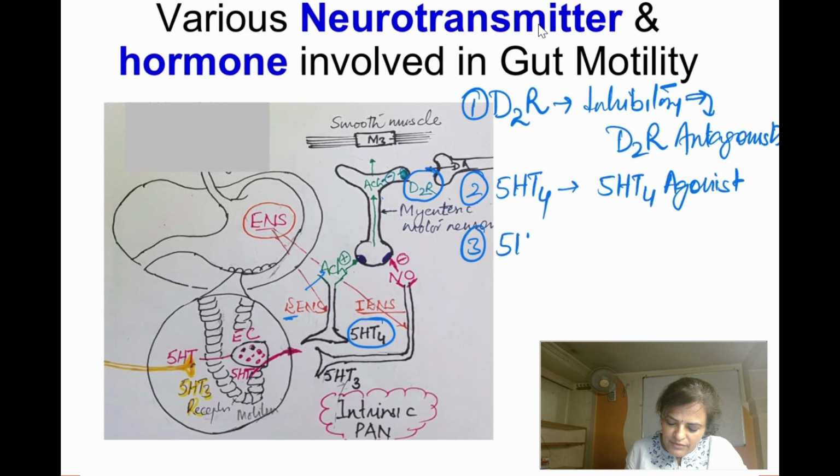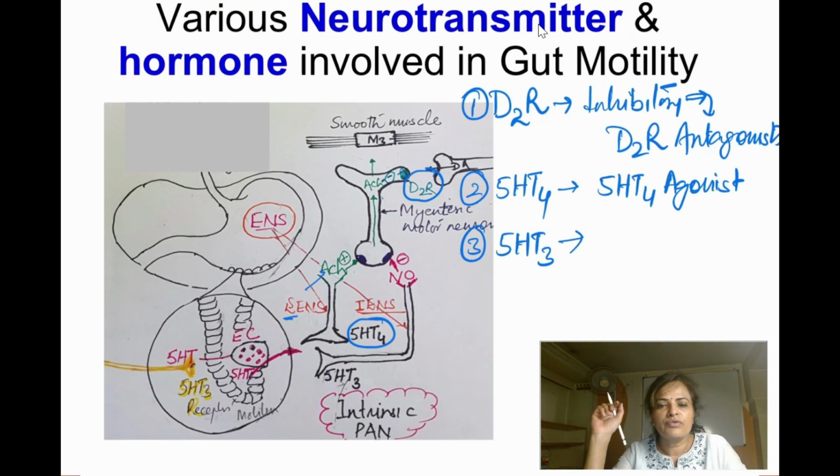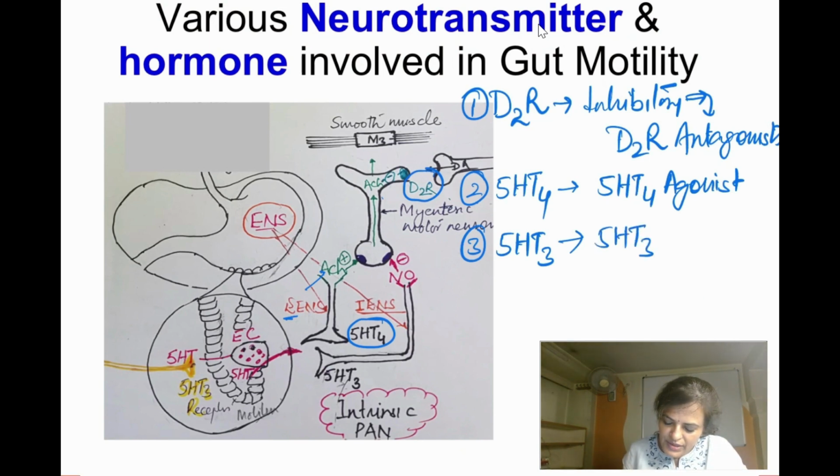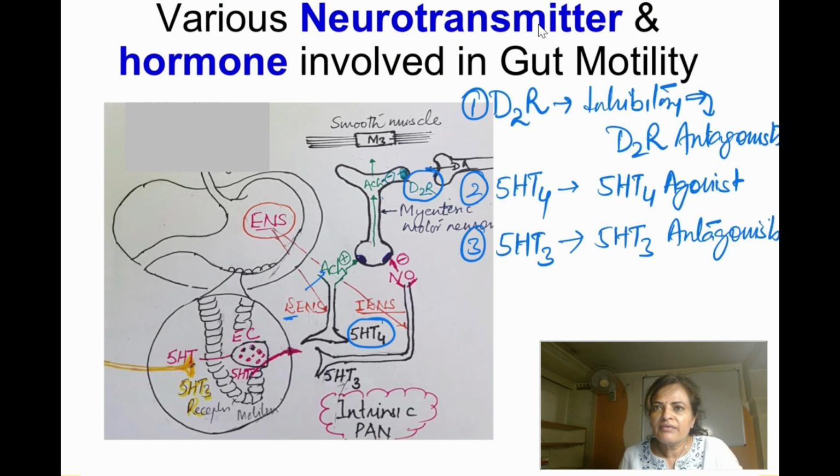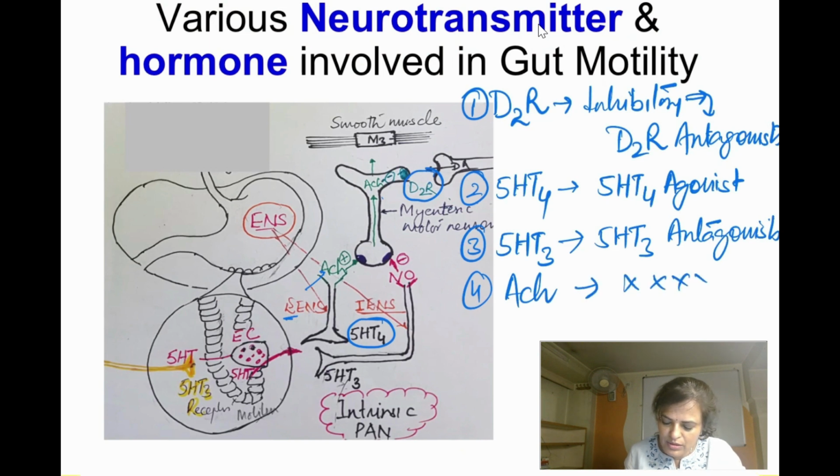Now next one is 5-HT3. 5-HT3 is going to exert the inhibitory influence by causing the release of nitric oxide. So to increase the gut motility, we can give 5-HT3 antagonist. And these were the neurotransmitters. Main is dopamine, then we have serotonin. Acetylcholine, I have already told, that is a cholinomimetic drug. That is a big no-no.